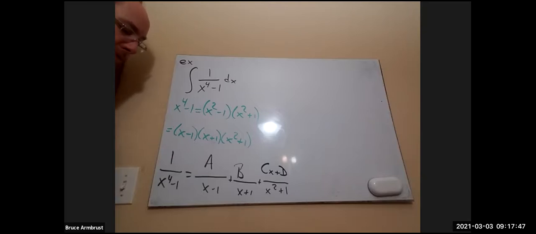So that's what 1 over x to the fourth minus 1 is going to look like when we break it apart. It's going to have those 3 fractions.